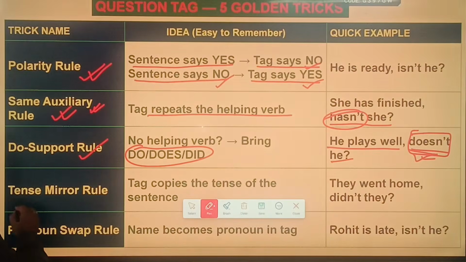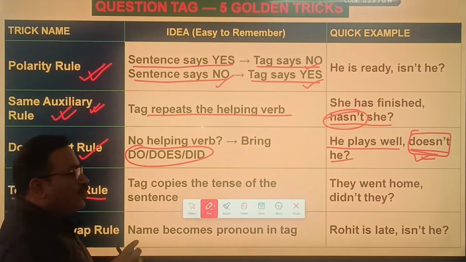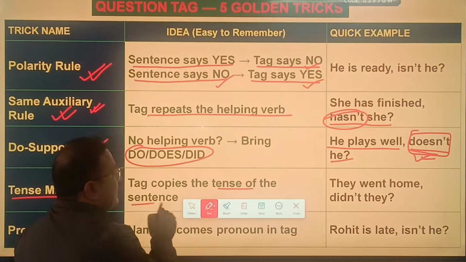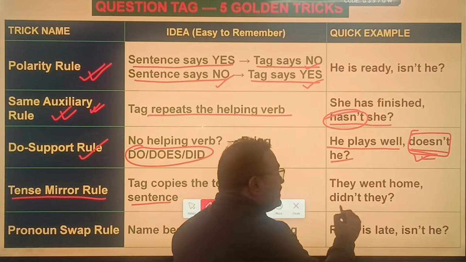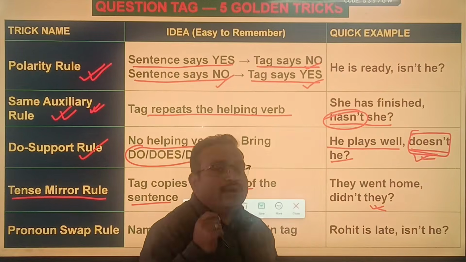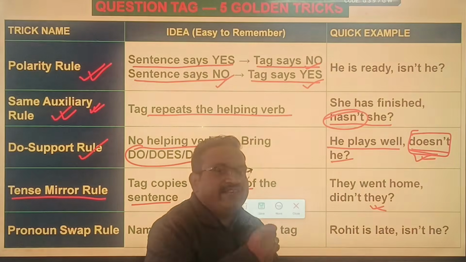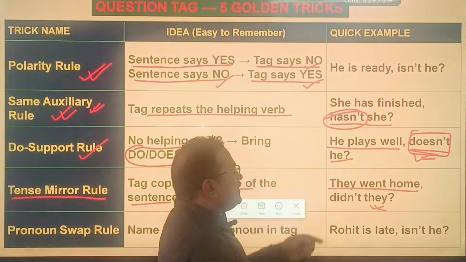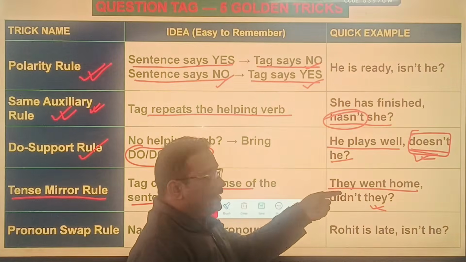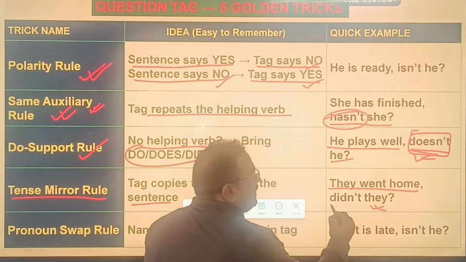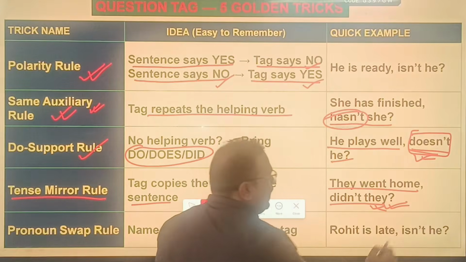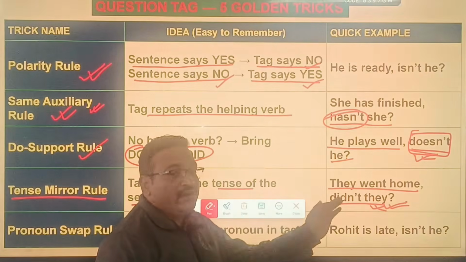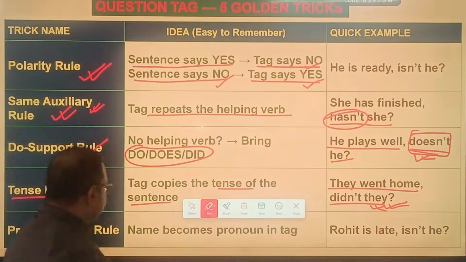Fourth one is tense mirror rule. You have to see the tense also. Tag copies the tense of the sentence. Means in question tag you have to use the same tense as given in the sentence. They went home. What is the tense? This is past simple. So the tense of the question tag will also be in the past tense.